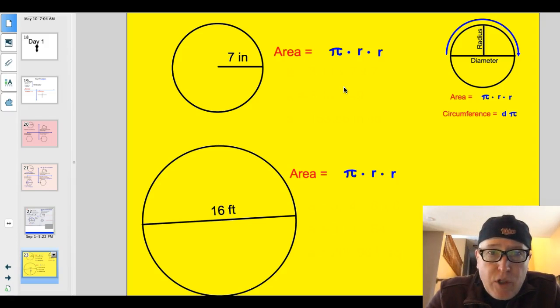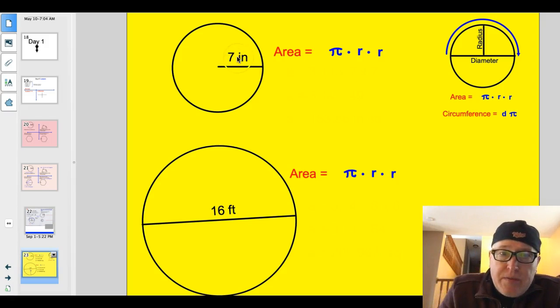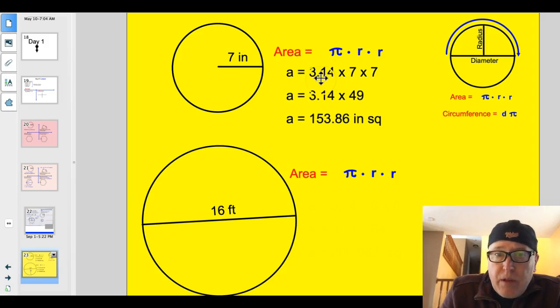So now we have a circle with a radius of 7 inches. We're just going to use pi r squared. So here's my work. The area is 3.14 times 7 times 7. There's the pi r squared. I just multiplied these two together. I had 3.14 times 49, so I'm looking at about 150. 3 times 50 would be 150. Pop it into the calculator. I have 153.86, and that's inches squared because we're talking about area.